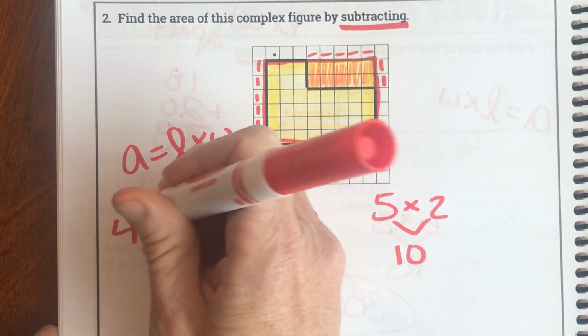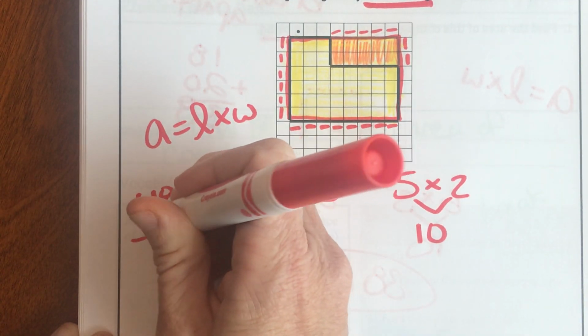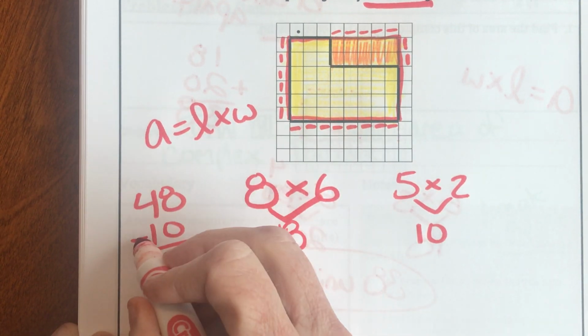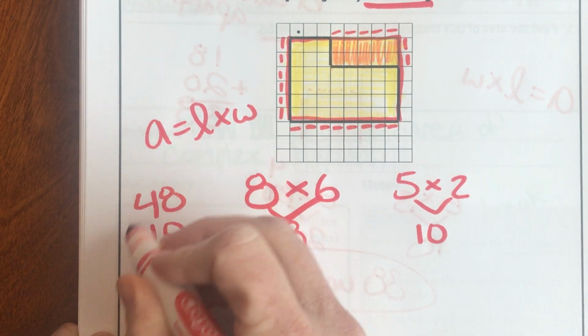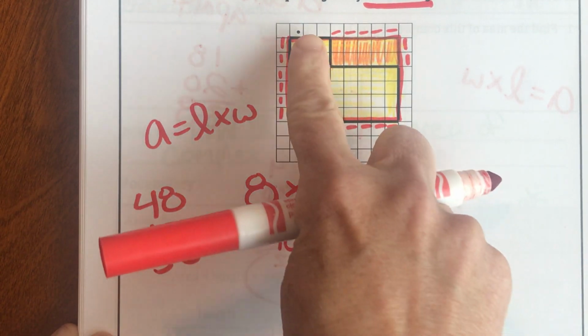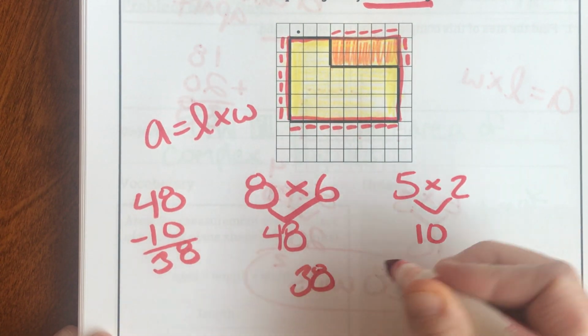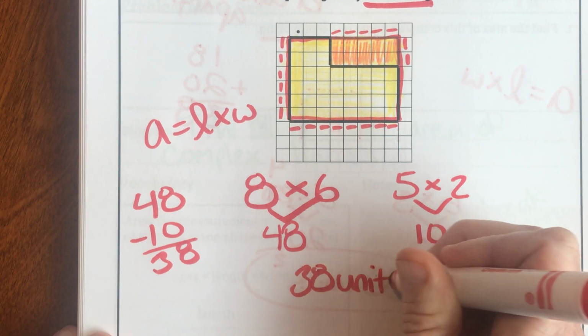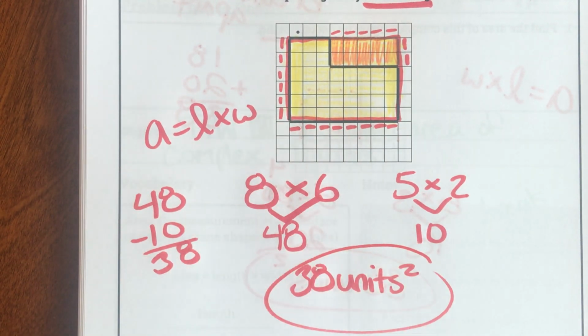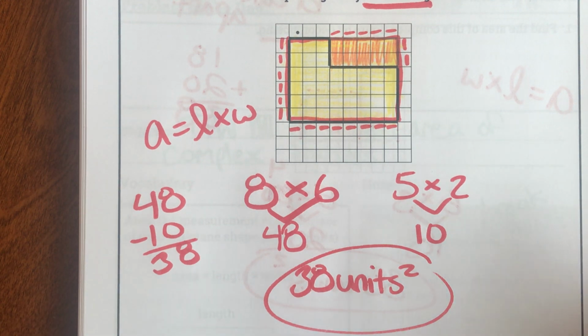So I have 48, and we could do some side work, minus 10. 8 minus 0 is 8, 4 minus. So the part that I really have is only 38 units squared. Okay, so we're actually going to be doing these, but much trickier and more challenging. I hope you're up for the challenge.